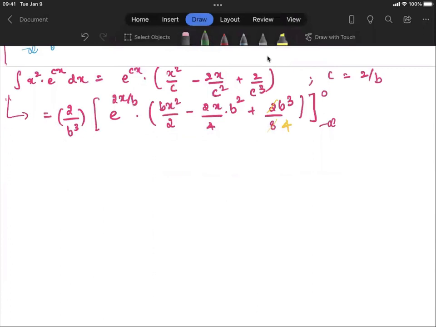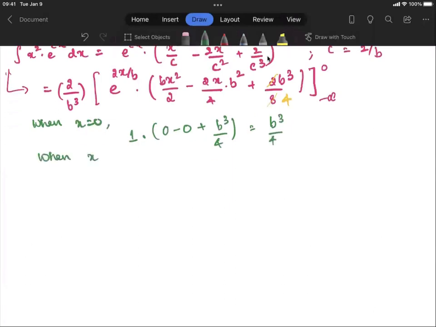In the upper limit, when x is equal to 0, e to the power 0 is going to be 1, right? So I'll have 1 times anything in the numerator. When you have a 0, it's going to be 0 minus 0 plus b cubed over 4. So this value is just going to be b cubed over 4.